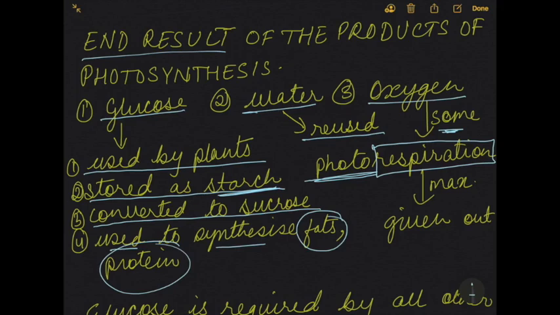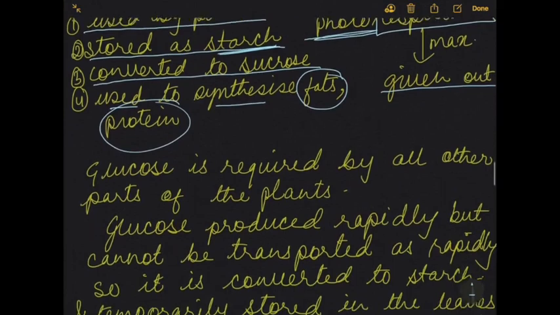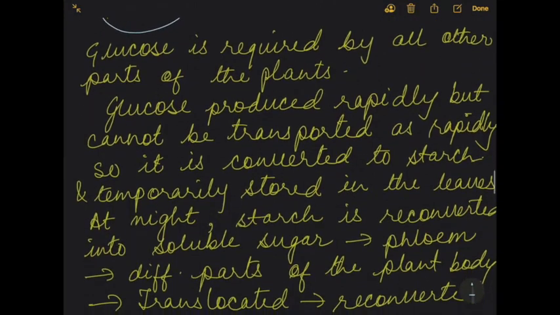But only a little bit of the oxygen is used for photorespiration, while the maximum of the oxygen is given out as a byproduct. Okay, now for plants, oxygen is a waste product. But is it for living organisms? No, it is not. Why? Because we use it for respiration.